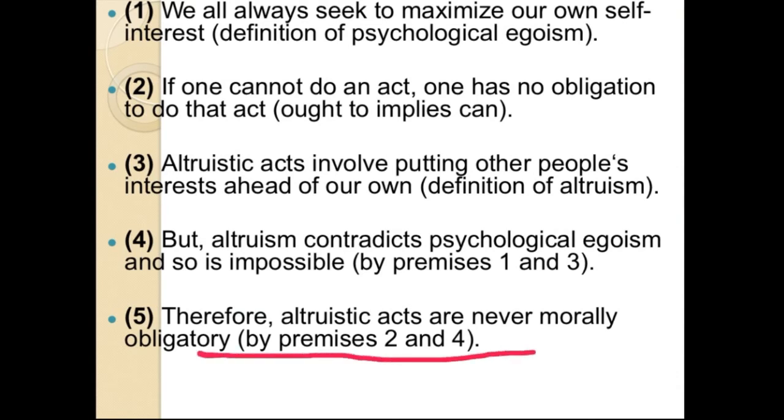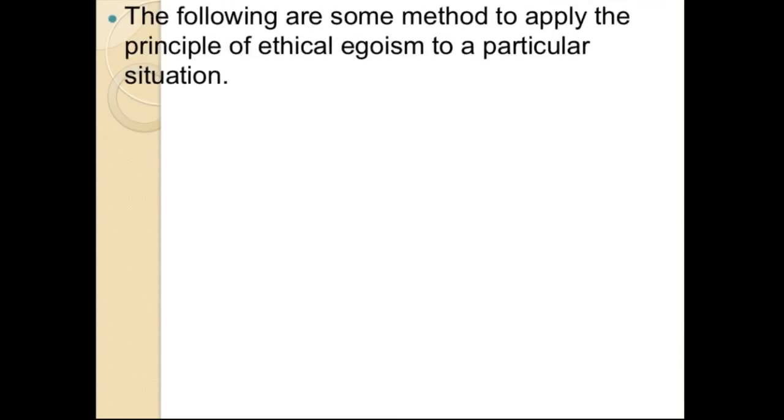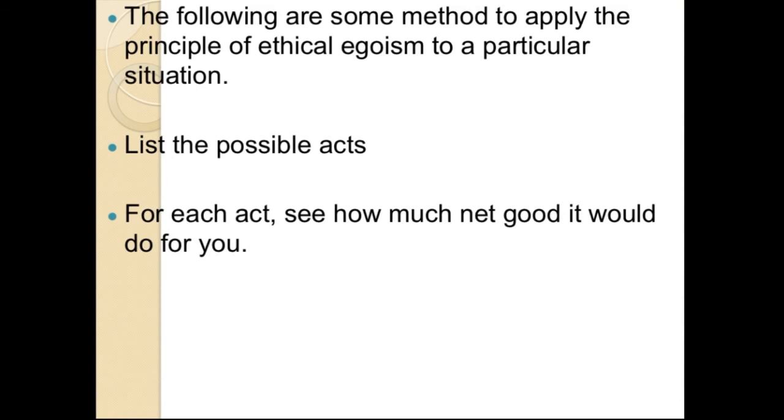But altruism contradicts psychological egoism, and so is impossible. It seems impossible in psychological egoism. Therefore, altruistic acts are never morally obligatory. By premises 2 and 4, morality becomes obligatory. Ethical egoism tells you that it is perfectly alright to treat others in a way that's to your advantage and not to theirs, as long as you can be certain that you will get away with it. This is one principle of ethical egoism.